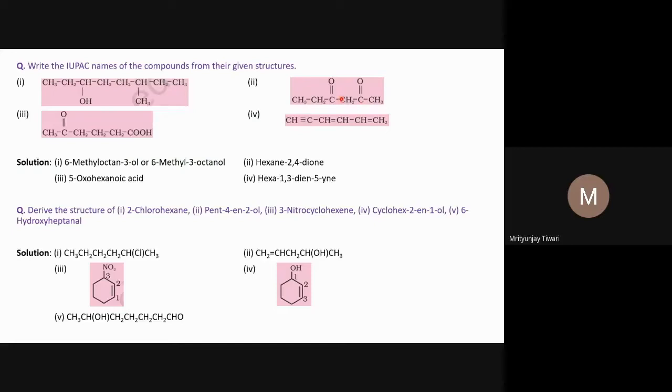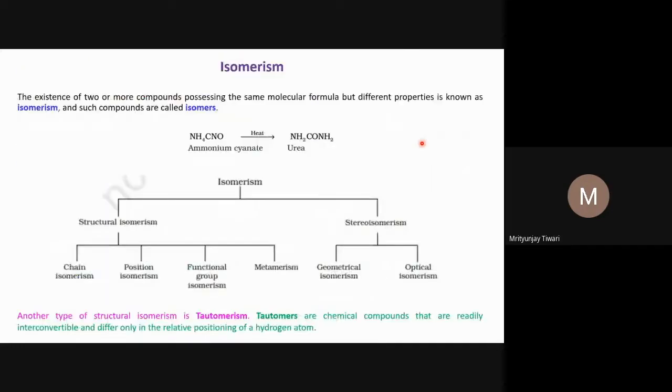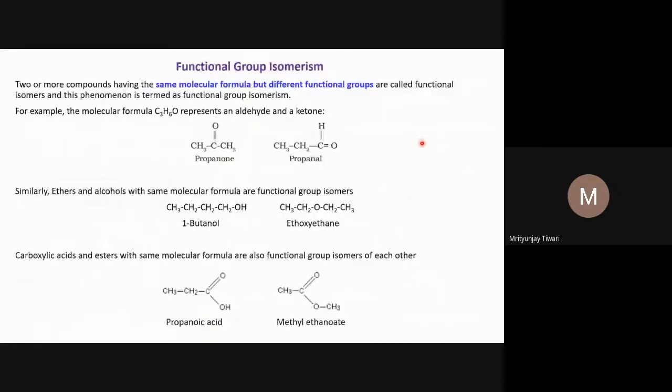And the name, if suppose this was a CH2 group, what will be the name? 1, 2, 3, 4, 5, 6. So it will be hexan-2-one. And if this was the CH2 group and this was still there, then the numbering will start from here, 1, 2, 3, 4, 5, 6, because the carbonyl group should be given the lowest number. So the numbering will start from this side, not from this side. So this will be hexan-3-one. So hexan-2-one and hexan-3-one are position isomers with ketone as a functional group.